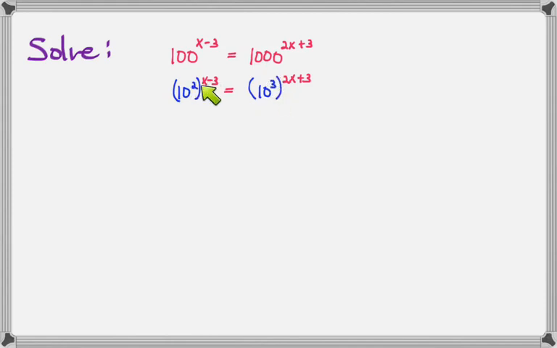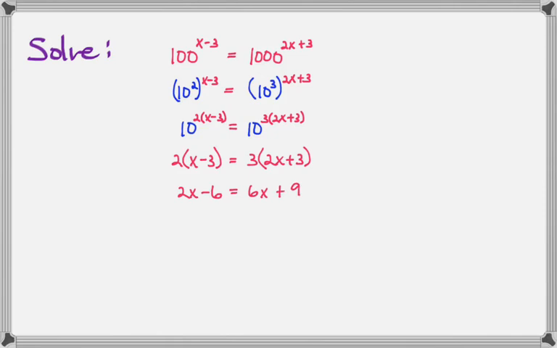Then we know that the exponents on both sides are supposed to be multiplied together. So it's going to be 10 to the 2 times x minus 3 equals 10 to the 3 times 2x plus 3. Okay, now, if 10 to this power equals 10 to that power, the powers must be equal.